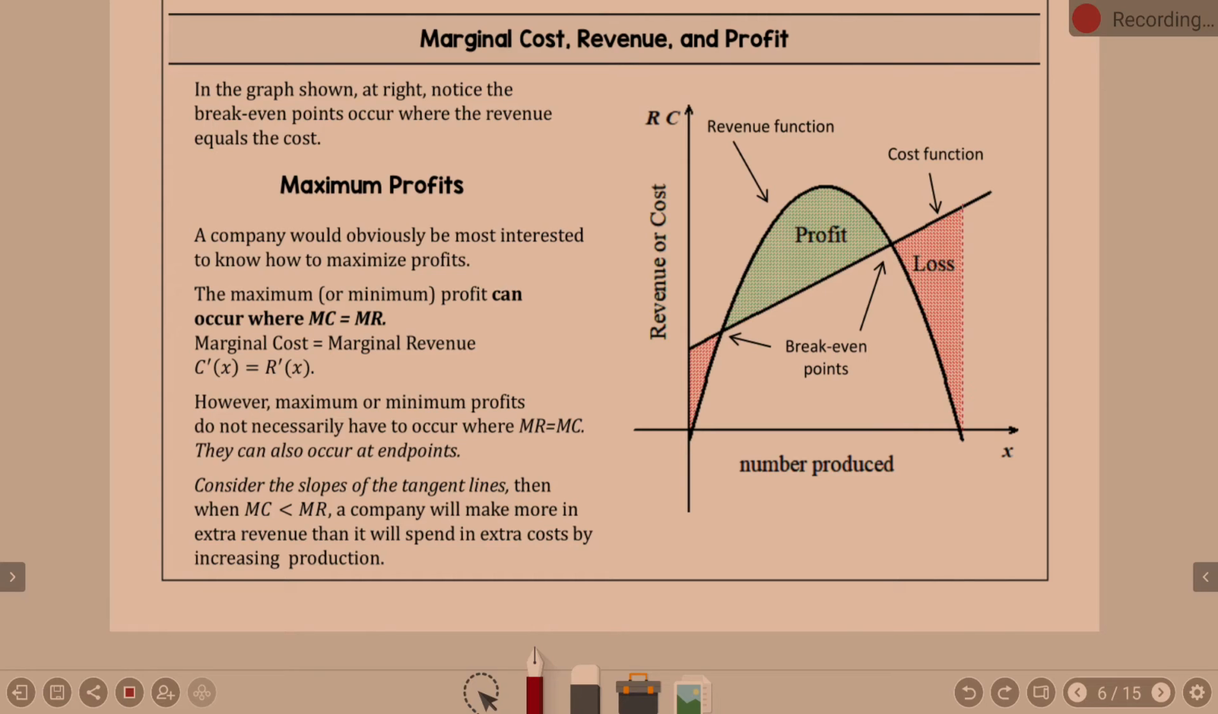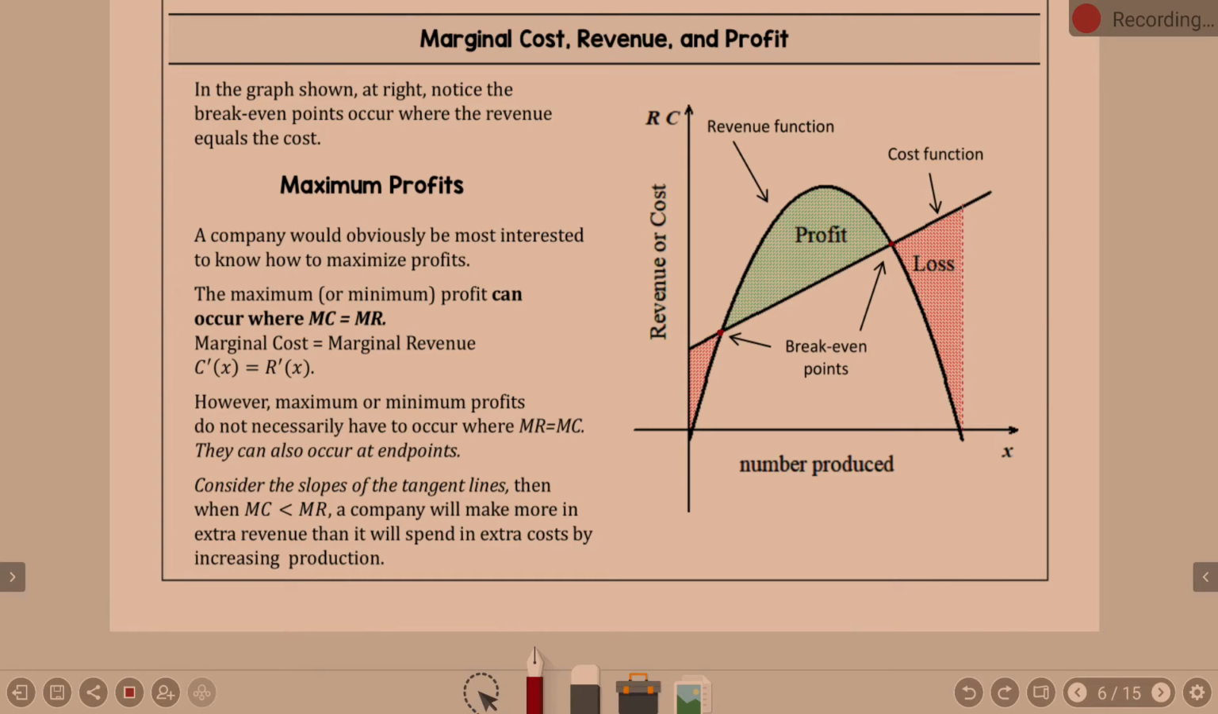Okay. So, in the graph shown at the right, notice the break-even point occurs where the revenue equals the cost. You've probably heard the word break-even points, yes? You're seeing there where revenue, which, by the way, we have a revenue function, we have a cost function, where they equal. Those are your break-even points. Break-even is when we're not losing money, but we're not making money yet, right? We're not earning a profit yet.